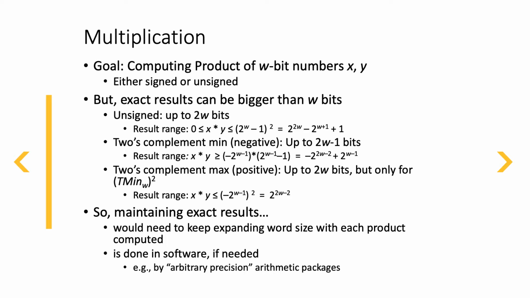So in order to maintain exact results, we'd have to keep expanding the word size, right? Every time we do a multiplication, we would have to double our word size basically to be safe. Now, there are packages called arbitrary precision arithmetic packages that can do this in software if you really need to, but let's talk about the standard approach.